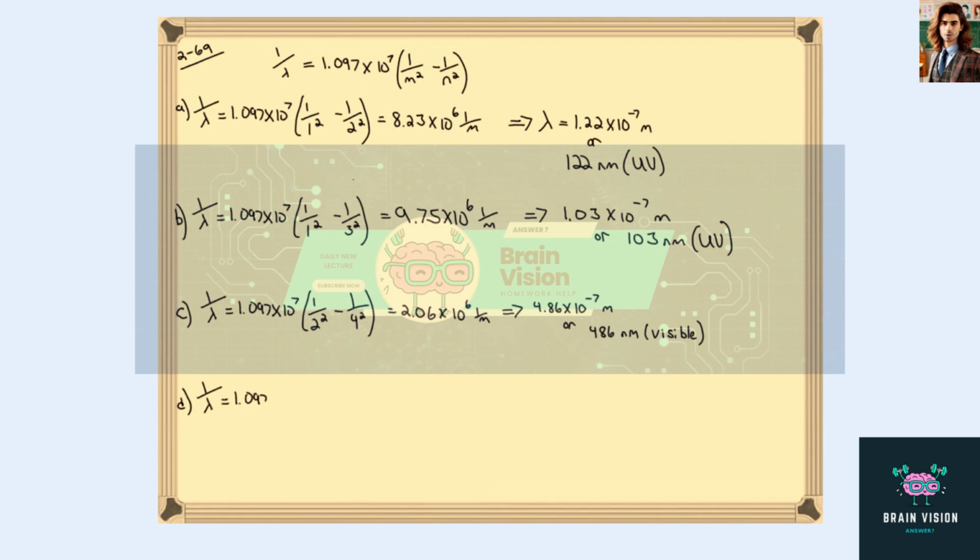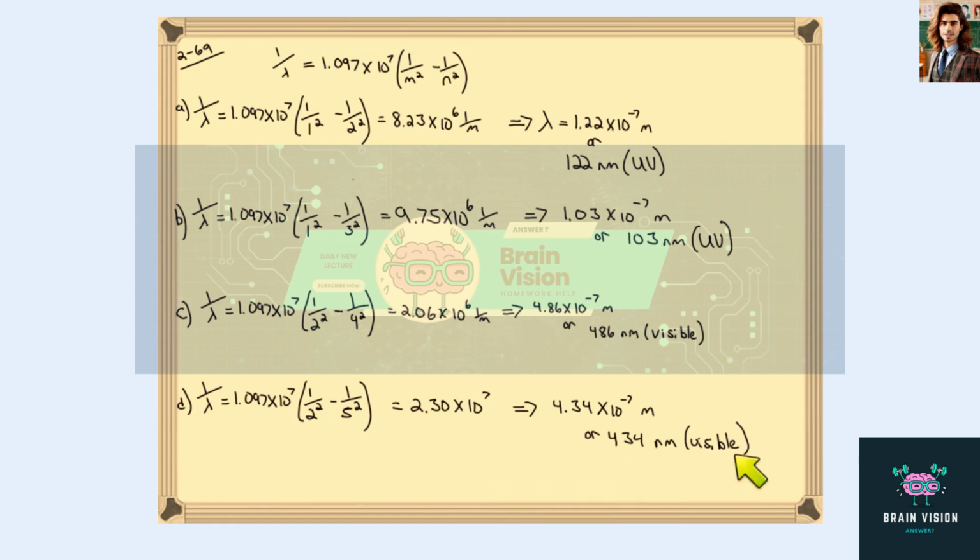And for the last one, we have an electron that's going to transition from energy level 5 down to energy level 2. And in the process, it'll emit a photon that has a wavelength of 4.34 times 10 to the negative 7 meters, or 434 nanometers. This also is in the visible region of the electromagnetic spectrum.